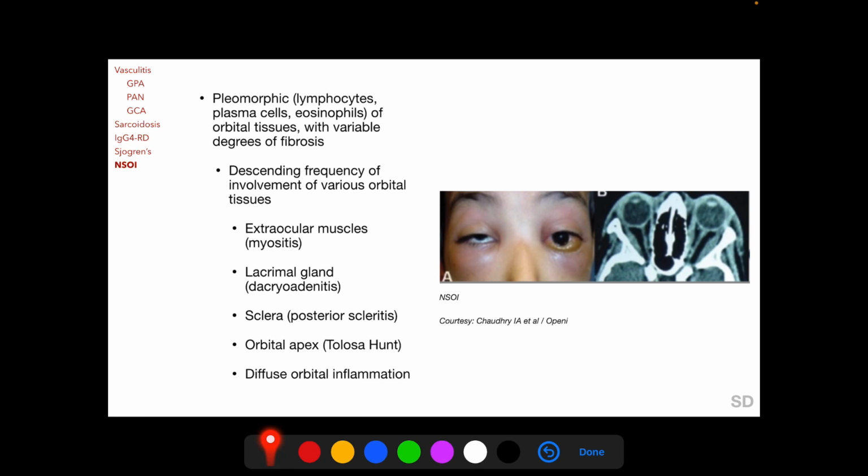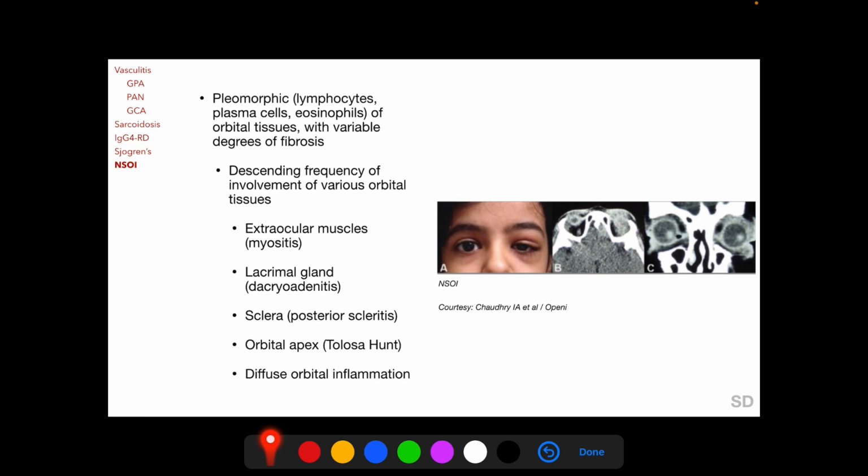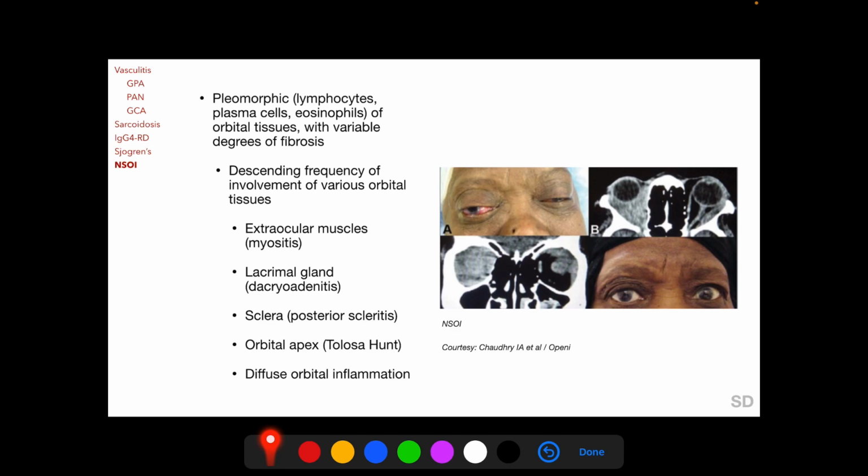So here we have a patient showing muscle involvement, and here we have a patient showing lacrimal gland involvement more on the left side. Here we have a patient with a diffuse orbital inflammation of the right side, and this is following treatment.